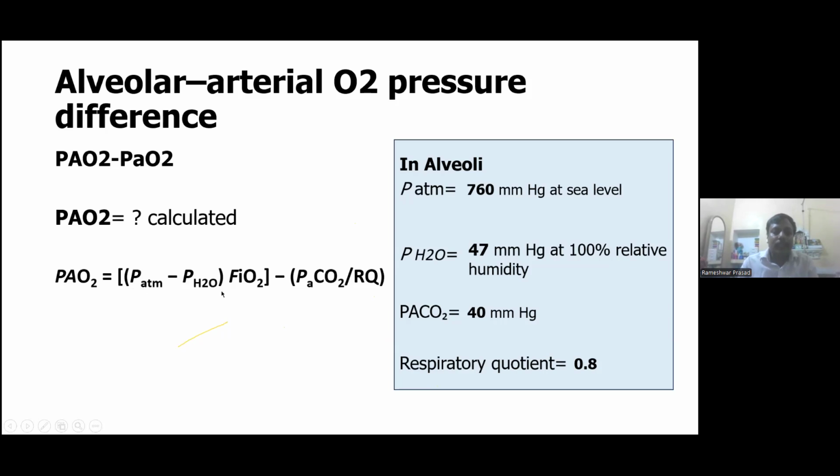760 mmHg here, subtract 47 mmHg, this will be 713 mmHg. Multiply, if the baby is taking room air. The baby is on room air, then FiO2 will be 21%. So you multiply the 713 mmHg with 0.21 and subtract this ratio. So what will be the result? Anyone?